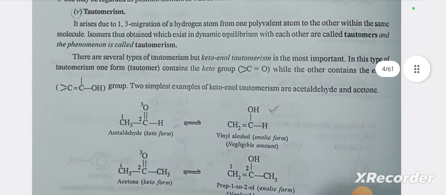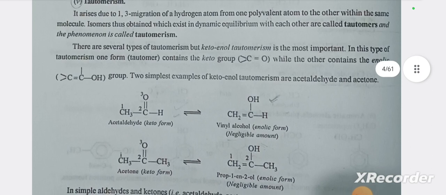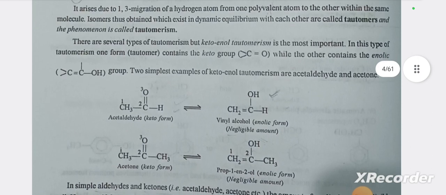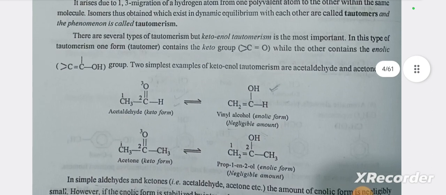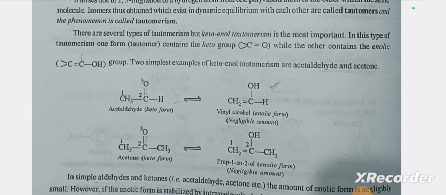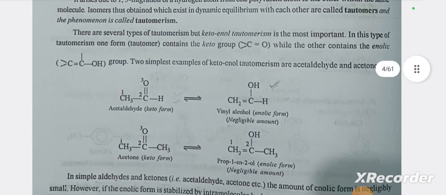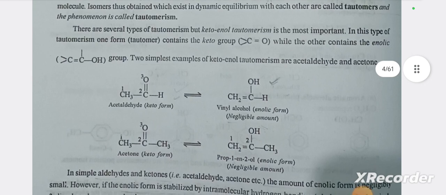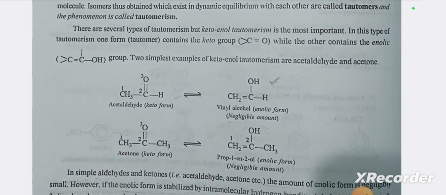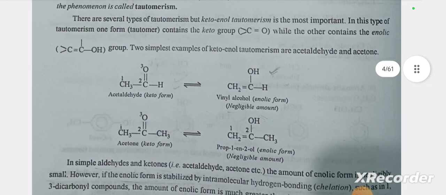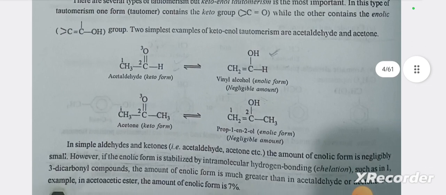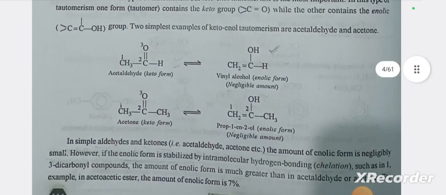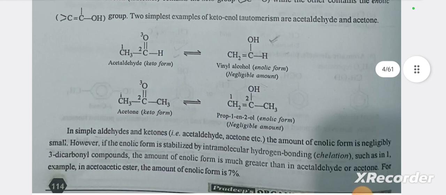Tautomerism: it arises due to 1,3 migration of a hydrogen atom from one polyvalent atom to the other within the same molecule. Isomers thus obtained which exist in dynamic equilibrium with each other are called tautomers, and the phenomenon is called tautomerism. There are several types of tautomers, but keto-enol tautomerism is most important. In this type, one tautomer contains the keto group while the other contains the enolic group. Thus, two simplest keto-enol examples are acetaldehyde and acetone.